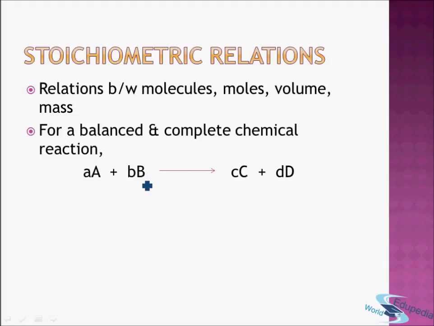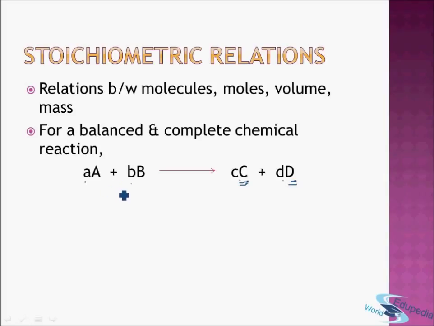Here capital A and capital B are reactants. The letters capital C and capital D represent products, and the small letters, that is small a, small b, small c and small d represent stoichiometric coefficient. So basically I have taken a hypothetical reaction.